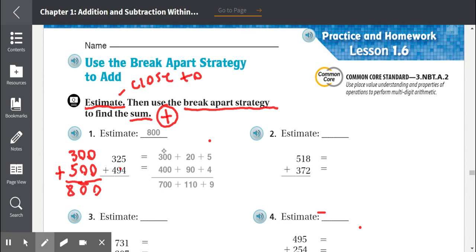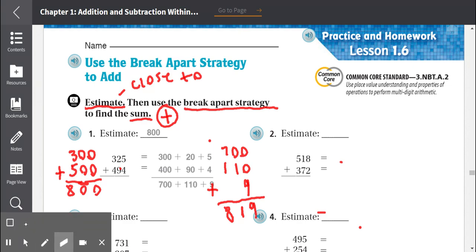So now let's line them up vertically. So that would be 700 plus 110 plus 9. Let's add them up and see if it is close to 800. 0 plus 0 plus 9 equals 9. 0 plus 1 equals 1. 7 plus 1 equals 8. The exact answer is 819, but they just wanted us to estimate, and we got 800.